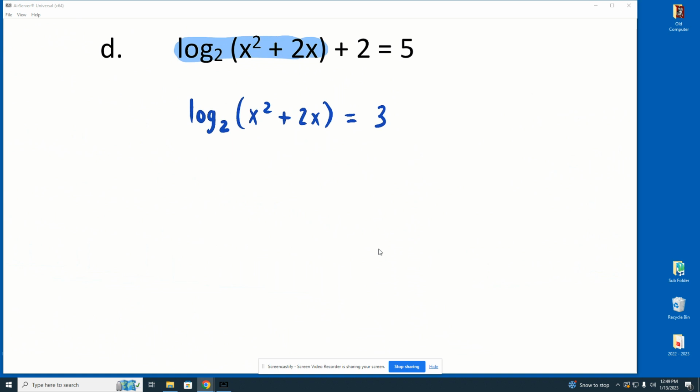So I have to write it as a what? What's the base of my log? So 2 becomes the base of my exponent. And then I loop it, right? 2 to what power? 2 to the third power equals what? X squared plus 2x. And then that puts us right back on the same track we were just a second ago. What is 2 cubed?